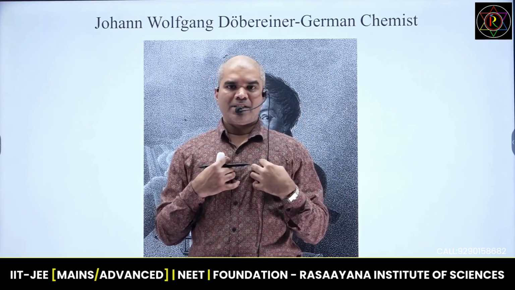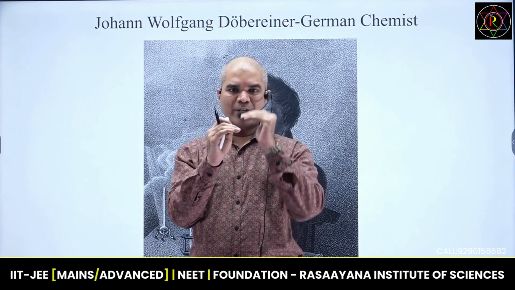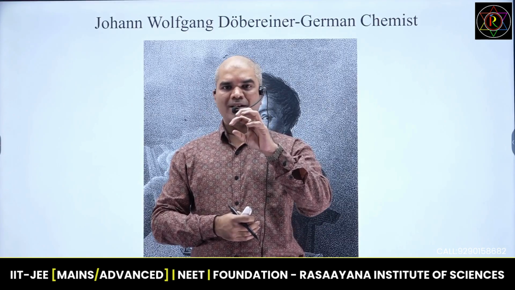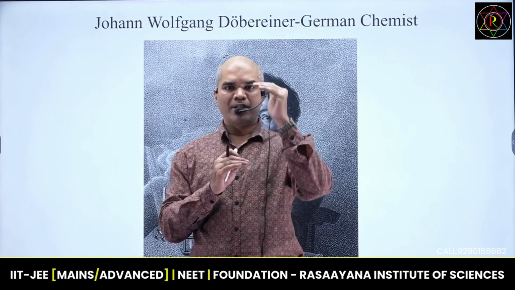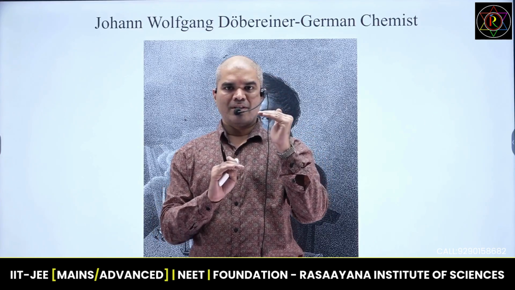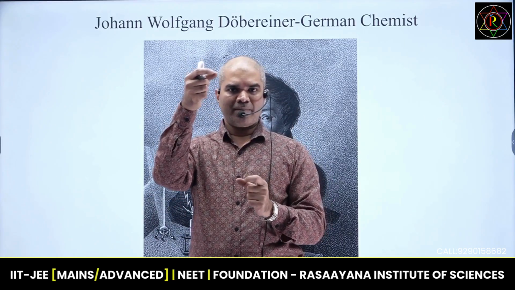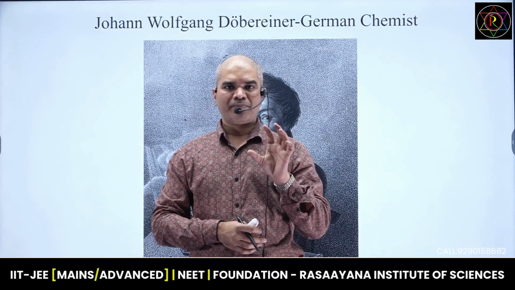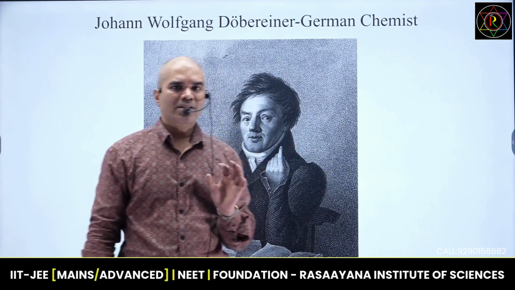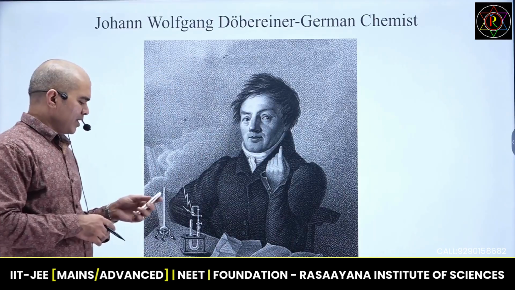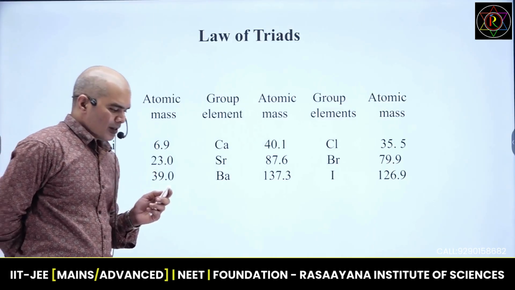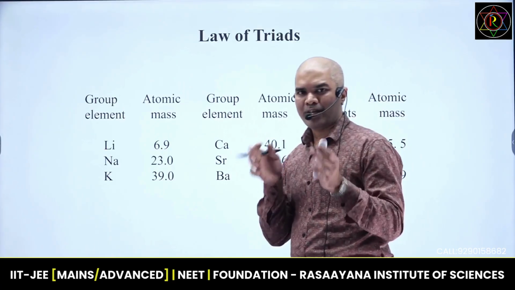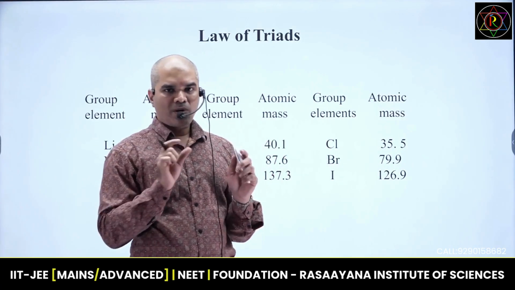Now, when I take 3 elements at a time, I am just classifying them into 1, 2, and 3. If I want to know the atomic mass of the central element, I simply take the average of the atomic masses of the first and third elements. The average mass will be the mass of the central element. So he has given something called the law of triads. A very, very important point to be remembered. Dobereiner's law of triads. You just remember this point maybe about 20 or 30 times. So what is this law of triads?